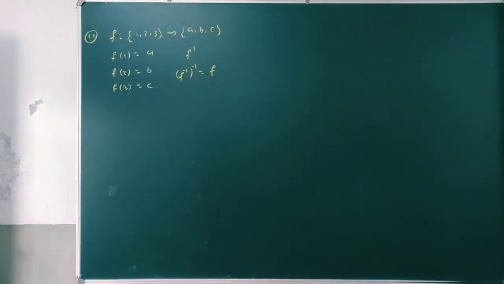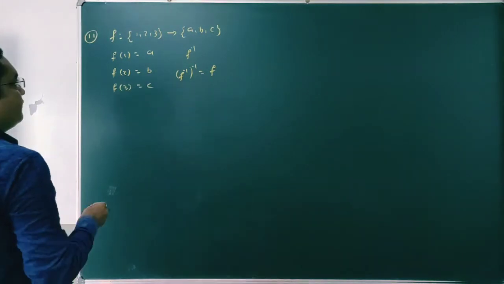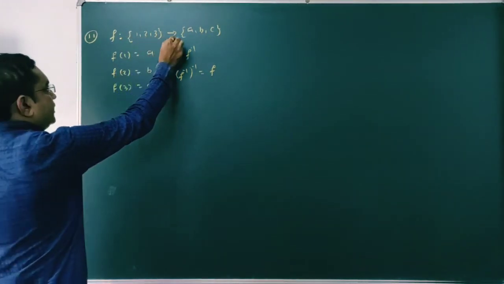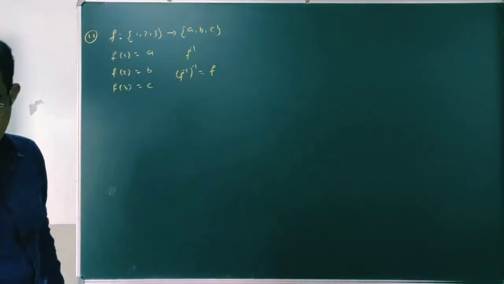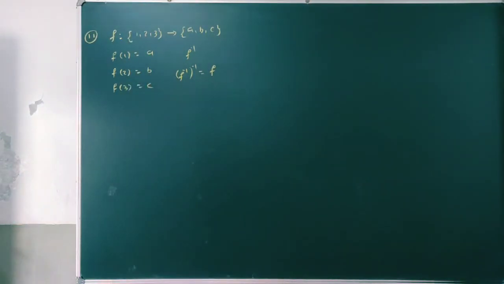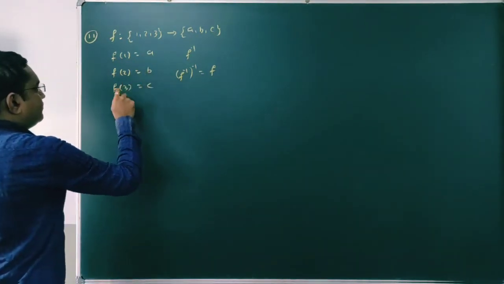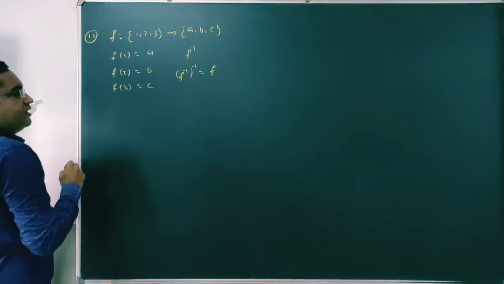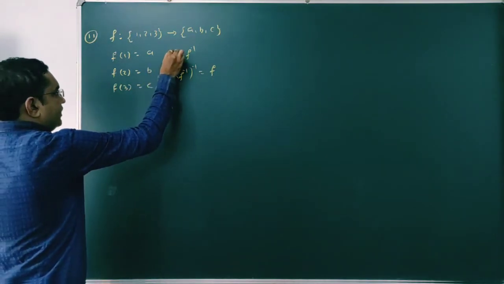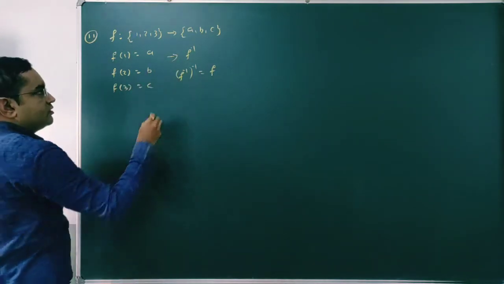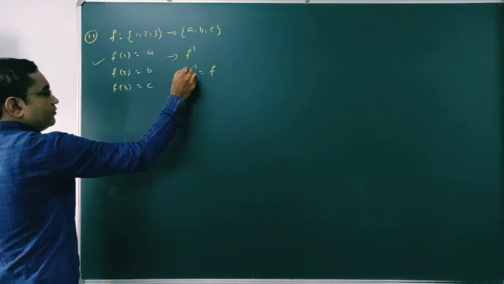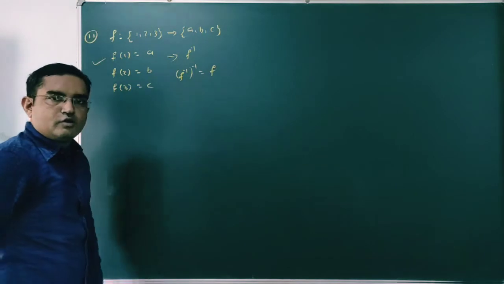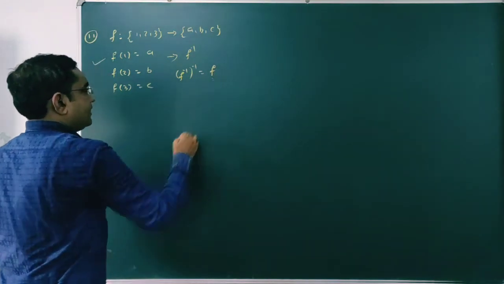Okay students, now question number 11. So here one function from 1, 2, 3 to A, B, C is given. This is the domain of the function and this is the codomain of the function. The definition of the function is f of 1 is A, f of 2 is B and f of 3 is C. This is given. So here we have to find the inverse of the function. Two parts of the question are there. First you have to find the inverse of this given function and you have to show that the inverse of that function is nothing but the function itself.